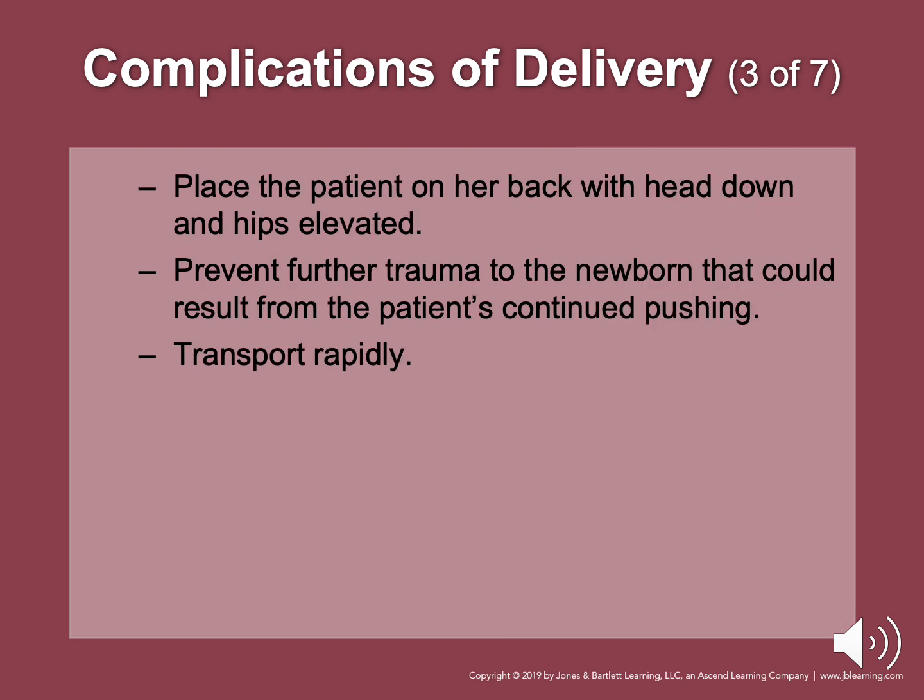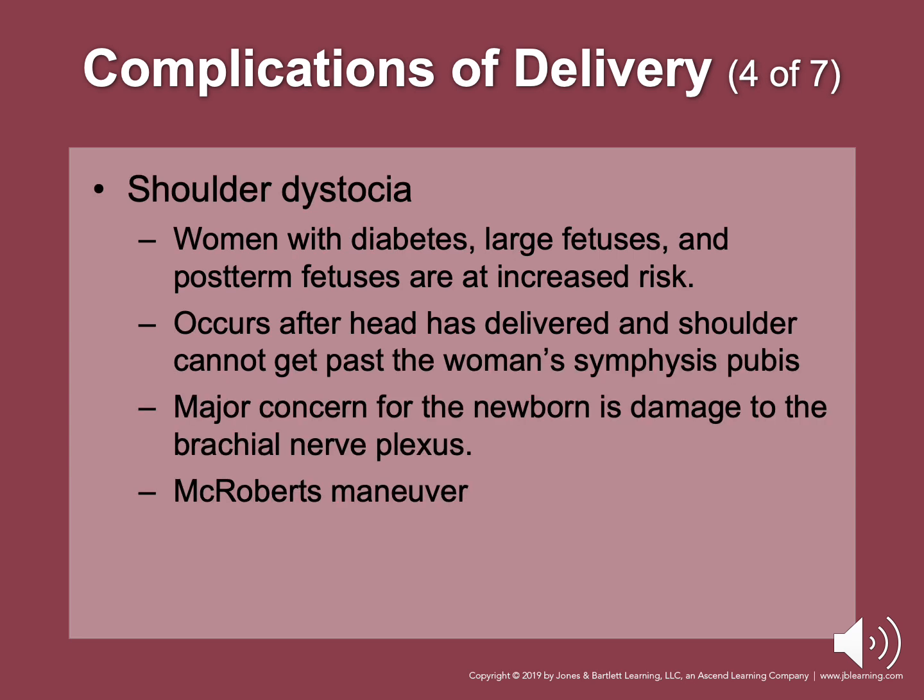All right, nuchal cord. The umbilical cord is wound tightly around the newborn's neck, which could cause asphyxiation. Slip your fingers under the cord and gently attempt to slip it over the newborn's shoulder and head. If unsuccessful, cut the cord before delivery can continue. If the cord is wrapped more than once around the neck, you must clamp and cut only once. Unwrap it from around the neck.